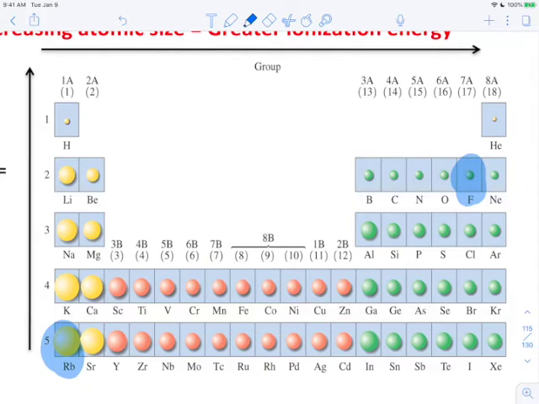But any questions on that idea that the smaller the atom, the greater the ionization energy, because they're hanging on to those electrons much more tightly, and the larger the atom is, the more loosely it's hanging on to those electrons, so you won't have to put very much energy to steal an electron from them?